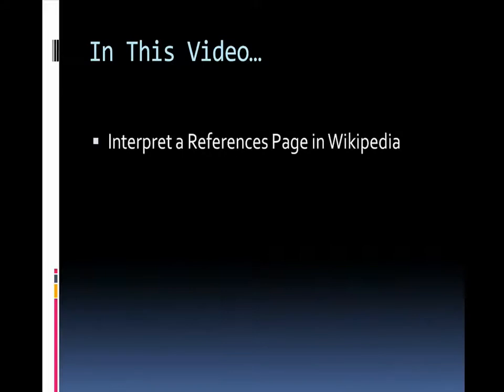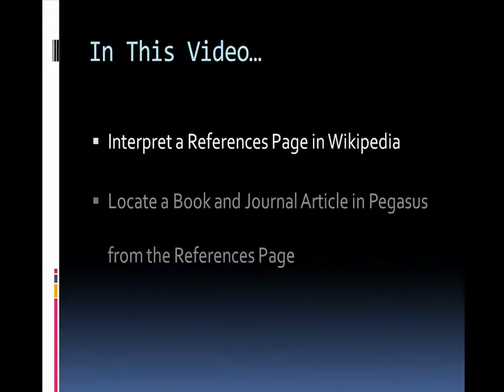In this video, you'll learn to interpret a references page in Wikipedia, and you'll learn to locate a book and journal article in Pegasus from the references page.